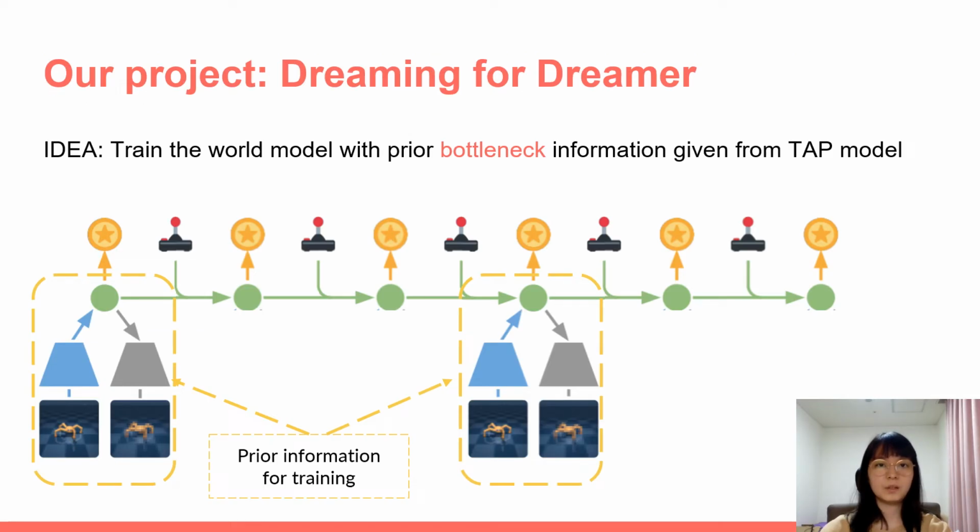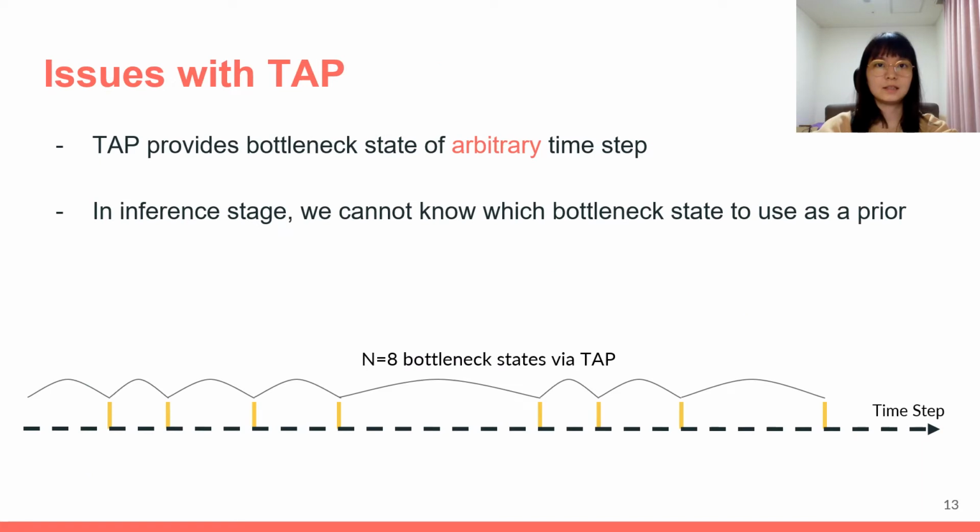Using those two papers, our project Dreaming for Dreamer planned to train the RSSM world model with prior bottleneck information given from the TAP model. By doing so, we expected TAP to help faster and more effective world model training. But this has a serious problem: since the TAP model provides bottleneck states of arbitrary time steps, we cannot know which bottleneck states to use as a prior in the inference stage.